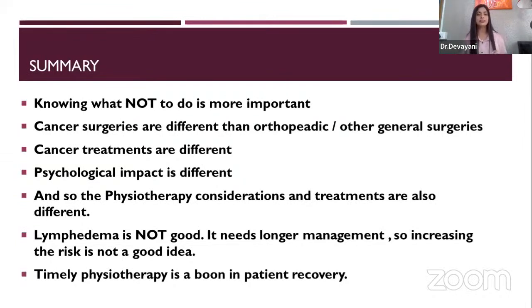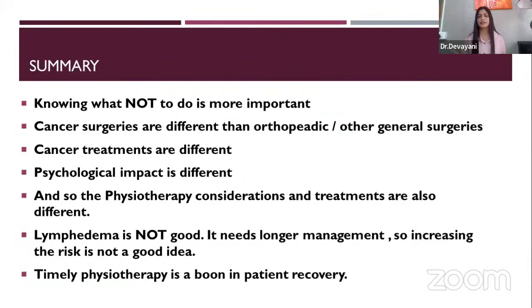Yeah, so the cancer surgeries are different than other orthopedic surgeries or other general surgeries, because in other general surgeries, they don't remove the lymph nodes. Here, they remove the lymph nodes. Cancer treatments are different than other treatments. There are a lot more psychological impacts with cancer treatment than any other treatment. And so the physiotherapy considerations and treatments are very different with the oncology population.